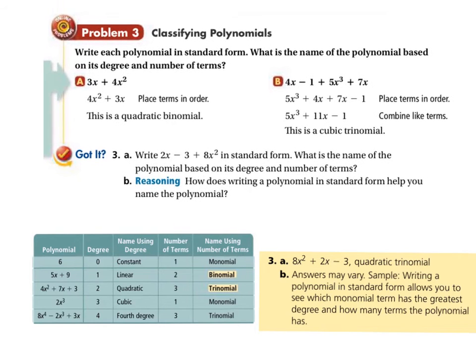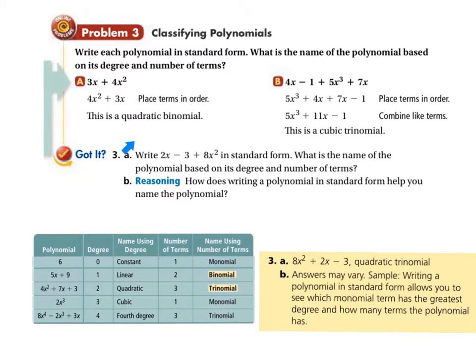Alrighty, so we're going to classify polynomials, and we can do that with two things. We can name them based on the degree and name them on the number of terms. So taking a look here, 3x plus 4x squared, not standard form, right? So put it in standard form first. Again, that's alphabetical and descending exponents. So 4x squared plus 3x. Again, remember, you can't add those into some strange 7x something.